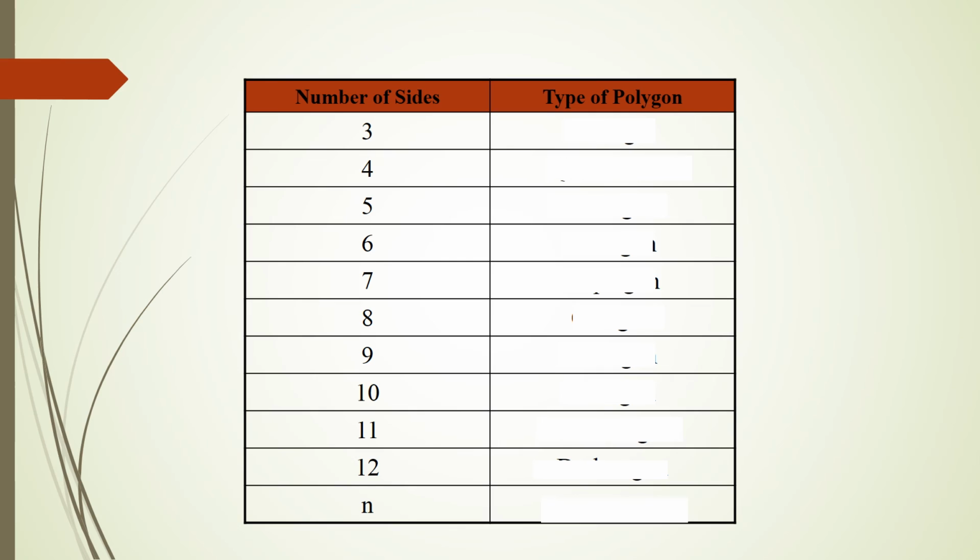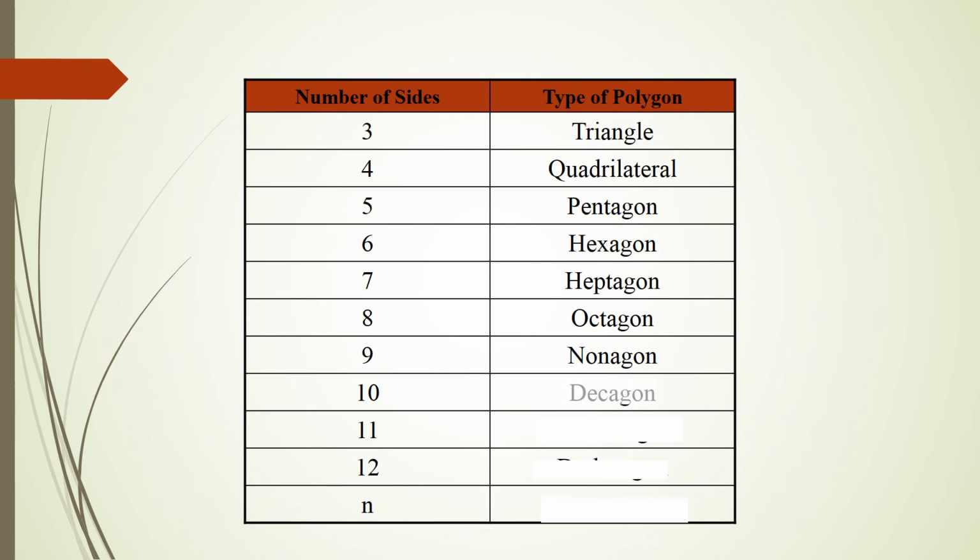Now there are different types of polygons. There are a lot more you can Google. They have plenty of names, but these are the most common ones. 3 sides, triangle. 4 sides, quadrilateral. 5 sides, pentagon. 6 sides, hexagon. 7 sides, heptagon. 8 sides, octagon. 9 sides, nonagon. 10 sides, decagon. 11 sides, hendecagon. 12 sides, dodecagon.